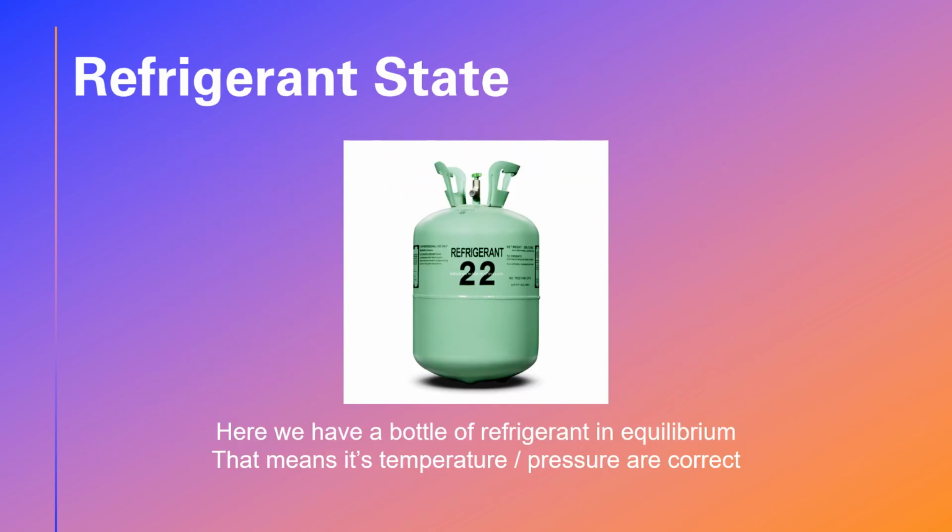Okay, so here we have a bottle of refrigerant. In this case, it's R22, which of course is banned now and has been banned for many years, but it just shows you how long ago it was since I wrote this. So we have this bottle of refrigerant, and hopefully it's in equilibrium. That means that its temperature and pressure are correct.